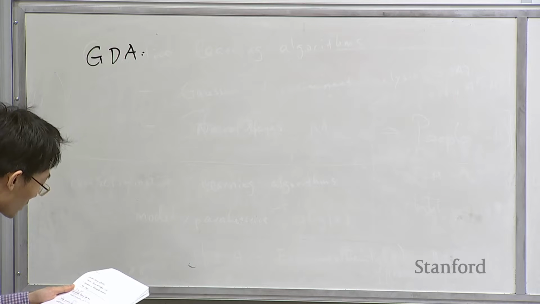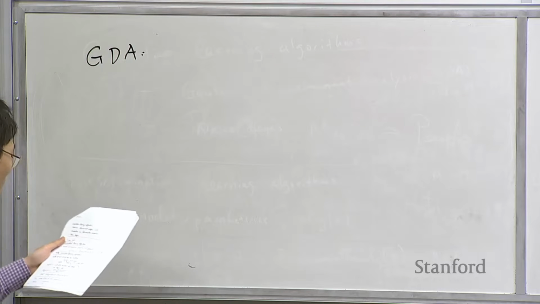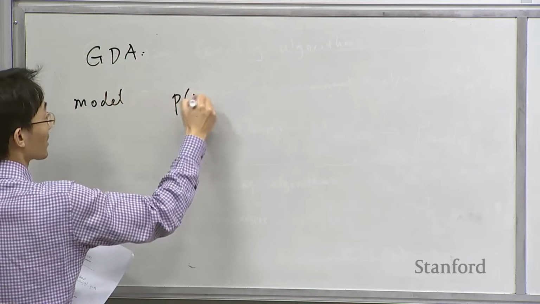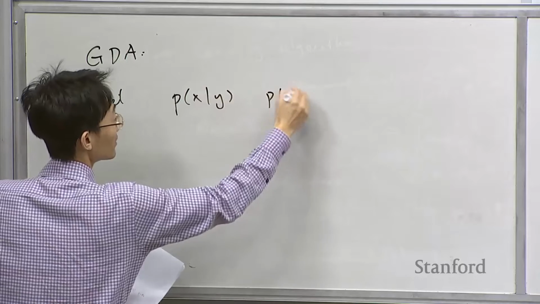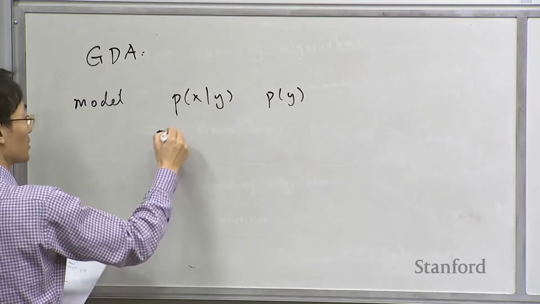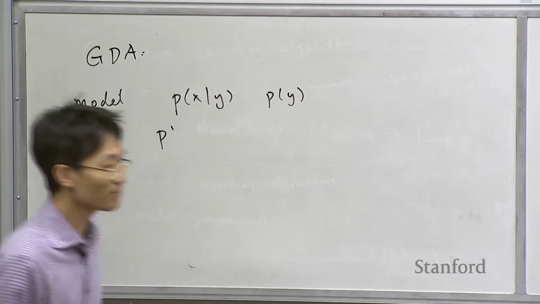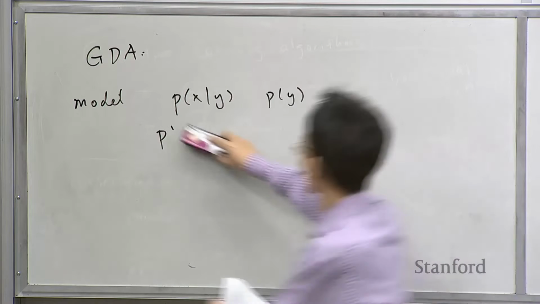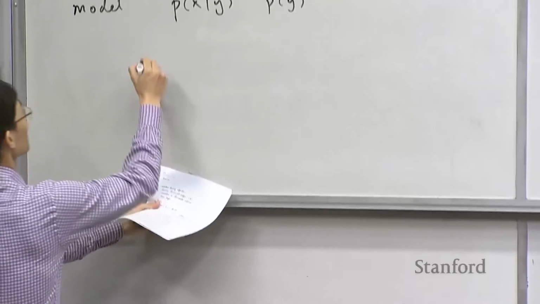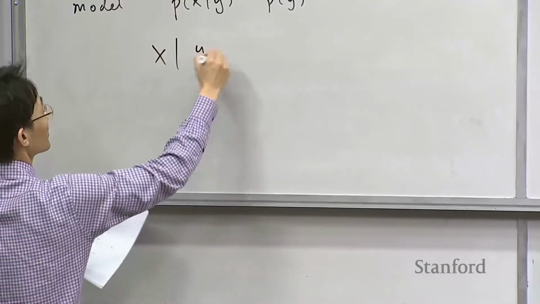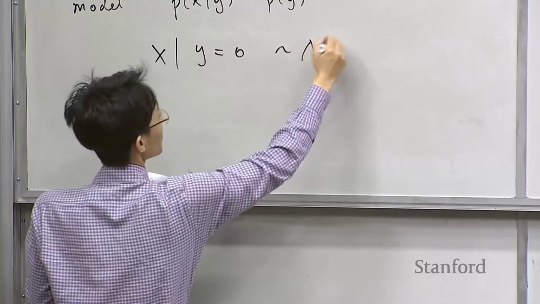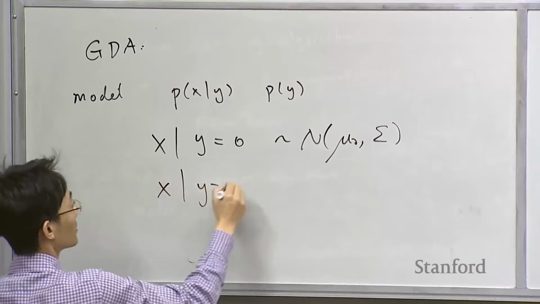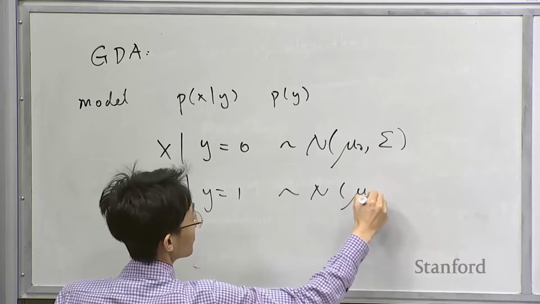So last time we talked about Gaussian discriminant analysis, and the general idea is that you first model P of x given y and P of y. And what we do is that we say P of x given y is a Gaussian for y is 1 or y is 0. So x given y equals 0 is from some Gaussian distribution with mu 0 and covariance sigma. And x given y is 1 is from some Gaussian distribution mu 1 and sigma.